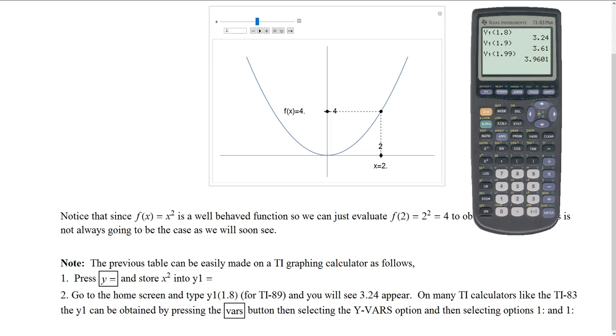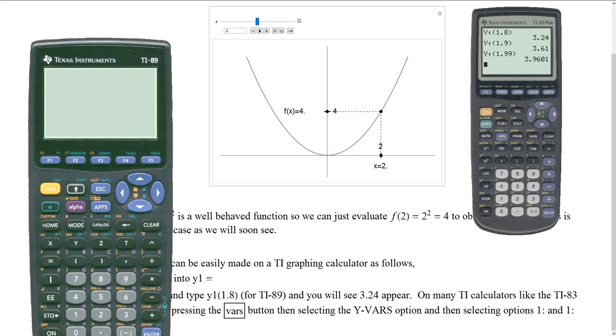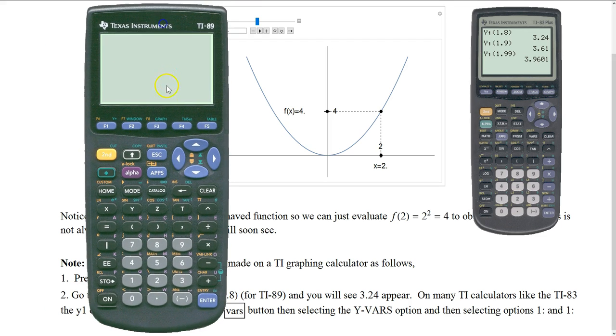You can also do this on the 89. The TI-89 is a little bit easier. So here's a TI-89. You can do the same thing. Clear that out. Store x squared into the y1 register. X raised to the 2 power. And then just go back to the home screen and evaluate y. Now you have to type y1 of 1.8. Close off the parenthesis, hit enter, and there you go, 3.24.